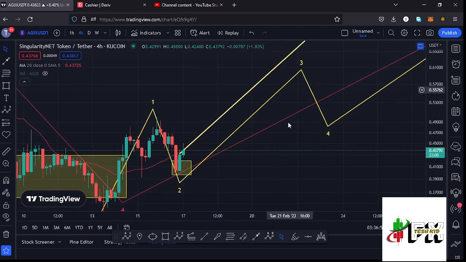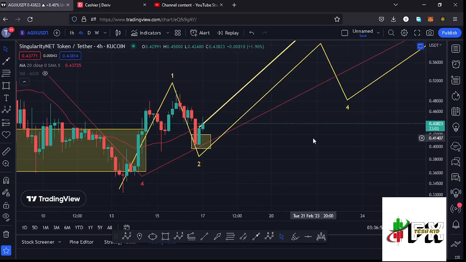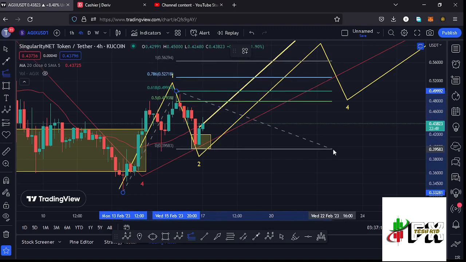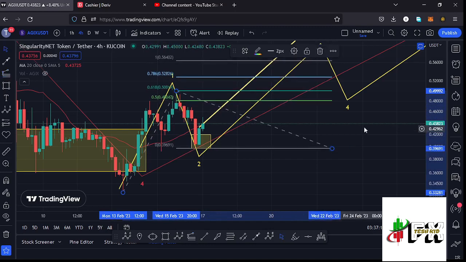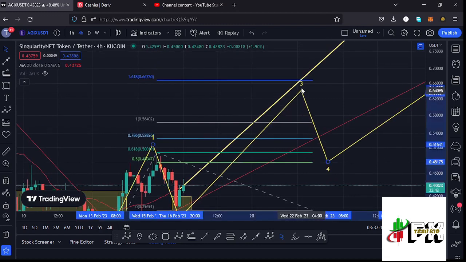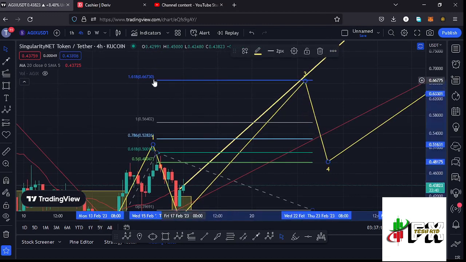right here in yellow, and sketching out a minimum target area to the upside in the formation of that wave 3 by connecting the trend-based Fibonacci from the low of the first wave to the high of that wave 1, then dragging the fibs to the low of the second wave. That gives me a minimum target area to the upside in the formation of that wave 3 at the Fib level 1.618, and that is at around the $0.6673 mark.